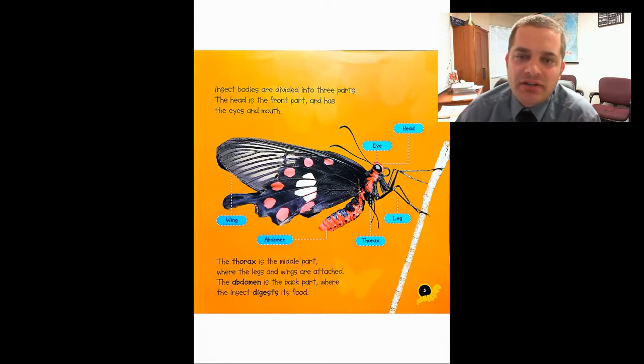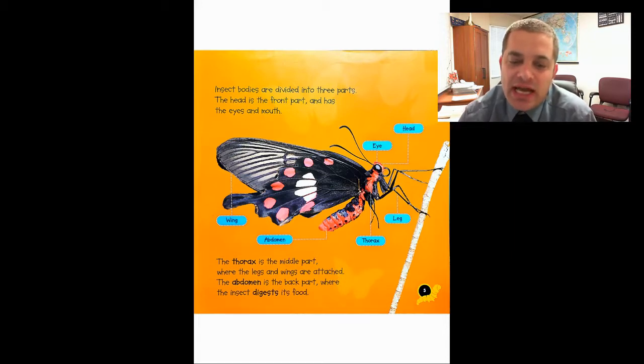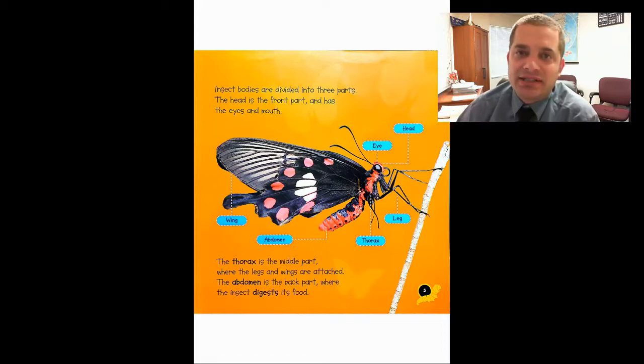Insect bodies are divided into 3 parts. The head is the front part and has eyes and mouth. The thorax is the middle part, where the legs and wings are attached. The abdomen is the back part, where the insect digests its food.